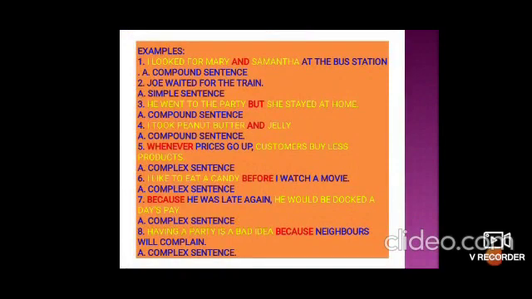As you could see here, I looked for Mary and Samantha at the bus station. So it is a compound statement because both are independent: I looked for Mary, I looked for Samantha at the bus station. Joe waited for the train. Now it is only one statement, only one clause, one independent clause, so it is called a simple sentence.